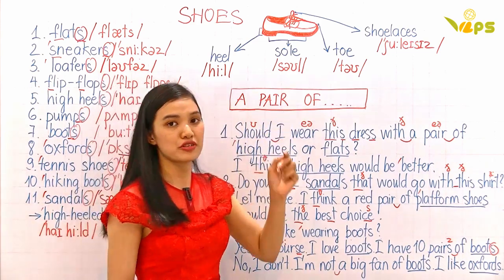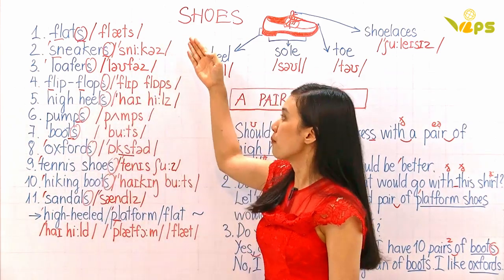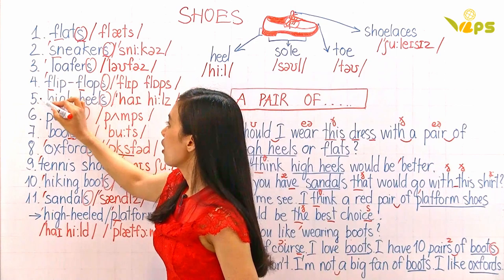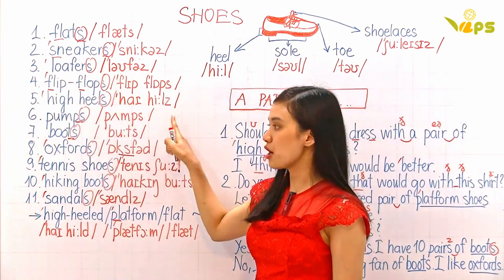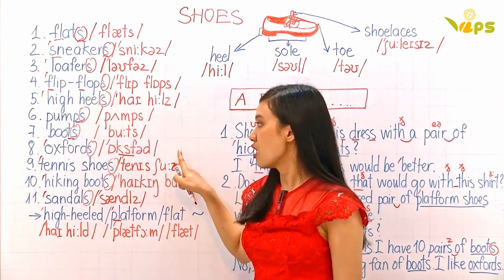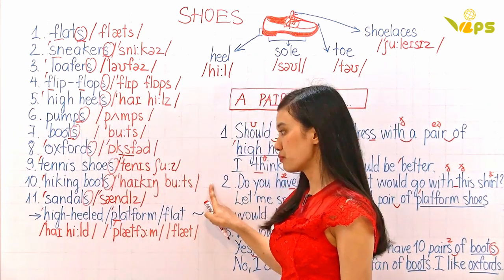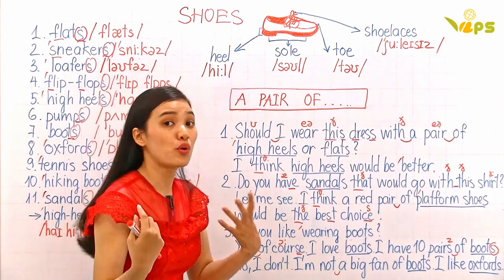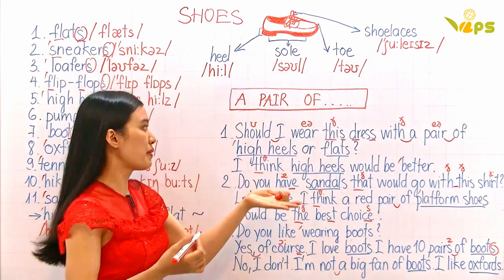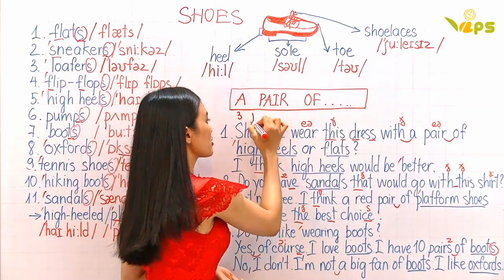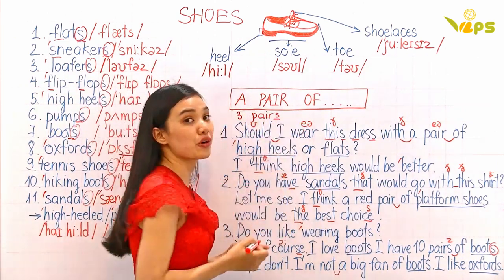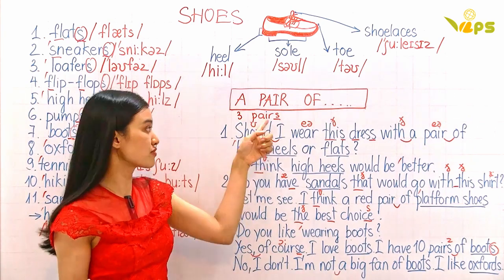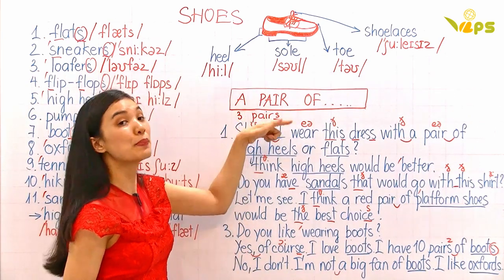A pair of, so you can say a pair of flats, a pair of sneakers, a pair of loafers, a pair of flip-flops, a pair of high heels, a pair of pumps, a pair of boots, a pair of Oxfords, a pair of tennis shoes, a pair of hiking boots, and a pair of sandals. Now, of course, if you have 2-3 pairs, you can say 3 pairs, but remember, pair with S here. More than two, you say two pairs, 3 pairs, 10 pairs, 5 pairs, remember with S. But this is just a pair.